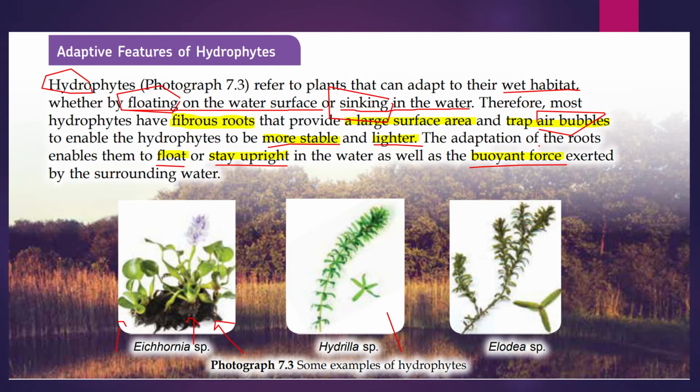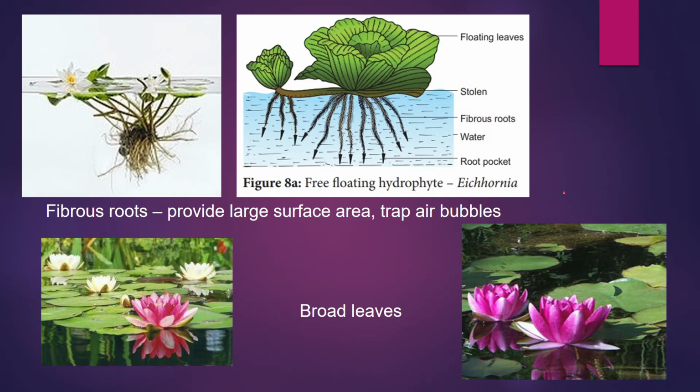Okay, buoyant force ini perhaps you have heard about this in your physics. Okay, daya apungan yang dihasilkan ataupun exerted by the surrounding water also serve as a support system for these floating plants. Okay. And the root pocket, kita panggil root pocket sebab dia boleh trap air bubbles. Fibrous roots provide large surface area, trap air bubbles. So when you describe, if it is in essay ataupun soalan struktur, inilah poin-poin yang boleh kamu bawakan.